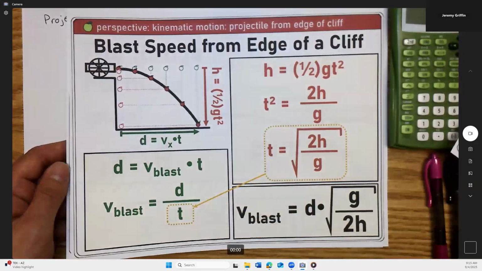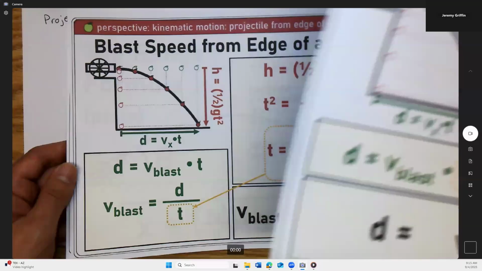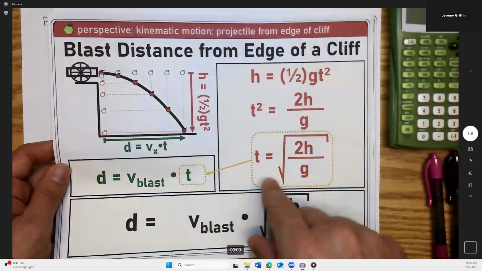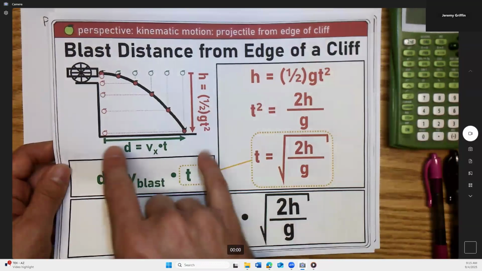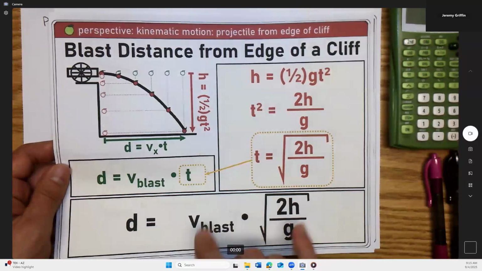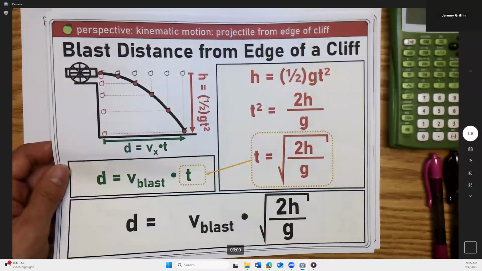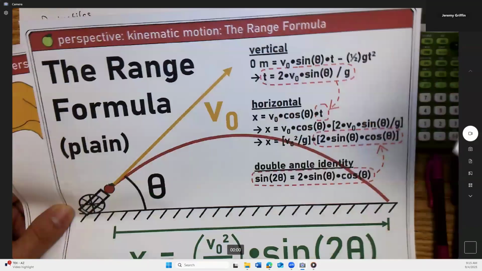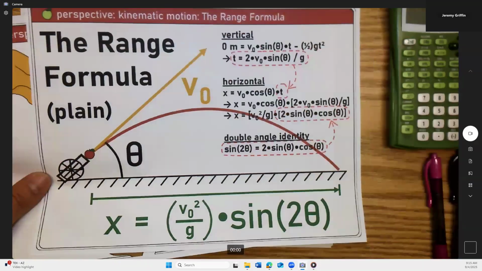You can calculate the blast distance. If you did know the blast speed of the cannon, like I know this cannon can blast 100 meters per second, then you could predict exactly where the ball is going to land. And that's what this is, a little bit different. That one's fun too, but I might save it for a different day.